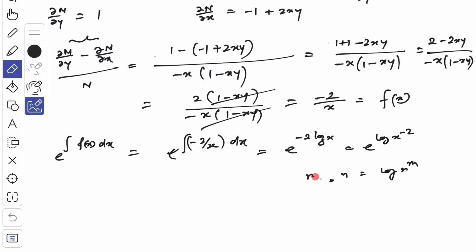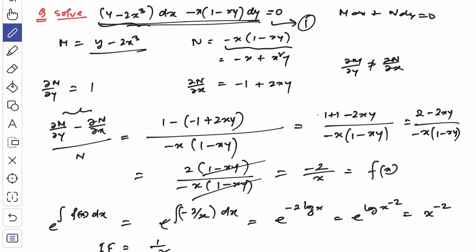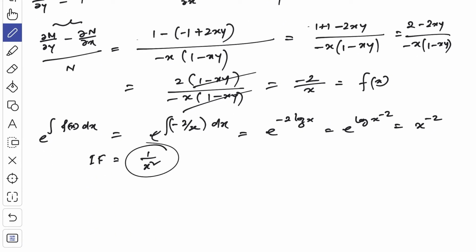So now here you see, remember this, e to the power log x is nothing but x. So here it will be e to the power log x to the power minus 2, so that's why it's going to be x to the power minus 2 only, which is equal to 1 by x square. So this is our integrating factor. So equation number 1 will be multiplied by this integrating factor 1 by x square.